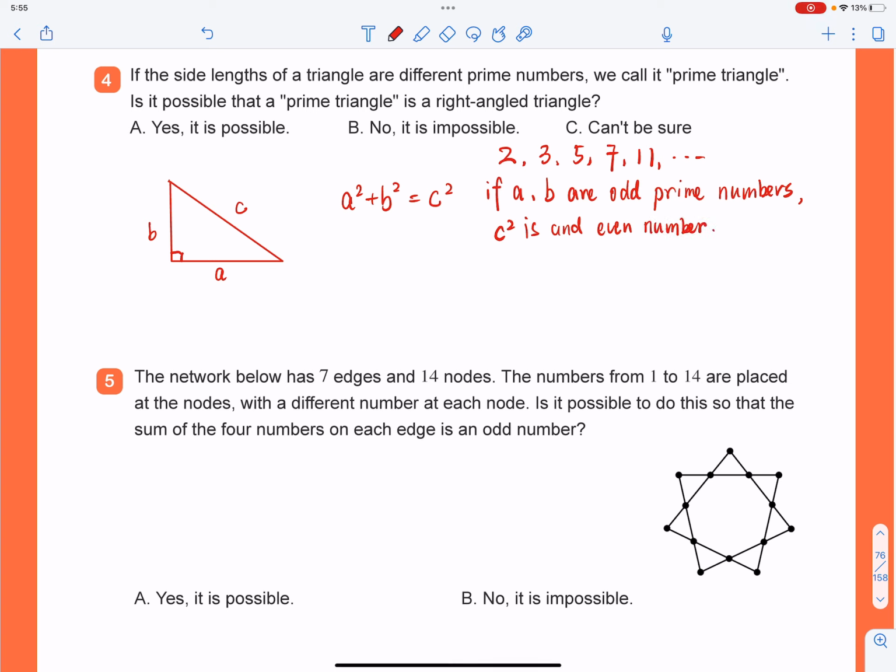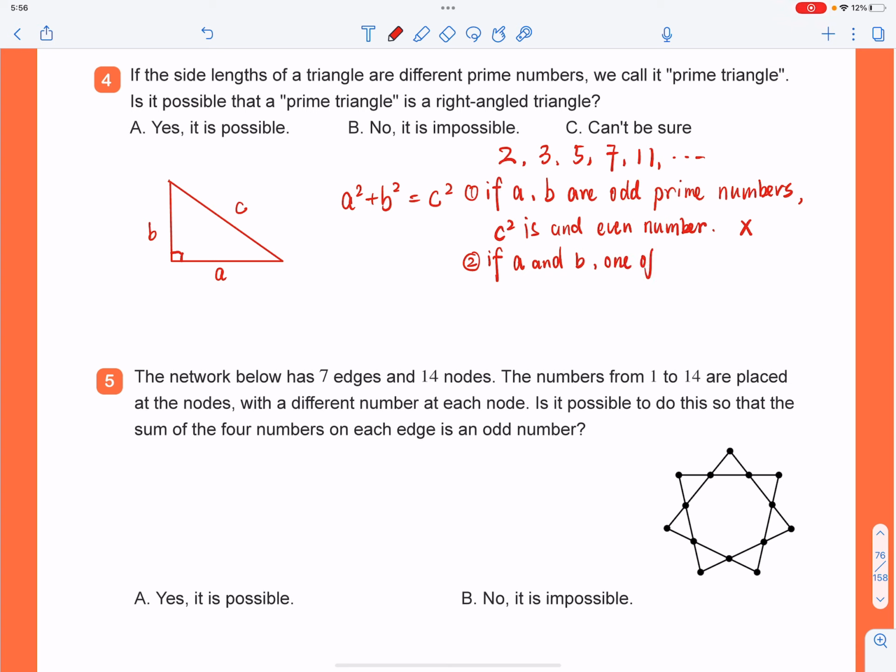Right? If C squared is an even number, that means C must be 2. But that is not possible since C is the longest side, right? C cannot be 2 because 2 is the smallest prime number that you can have. So C cannot be 2. That's why this is wrong. So it means A and B cannot both be odd numbers at the same time. So that's the first scenario, and it doesn't work.